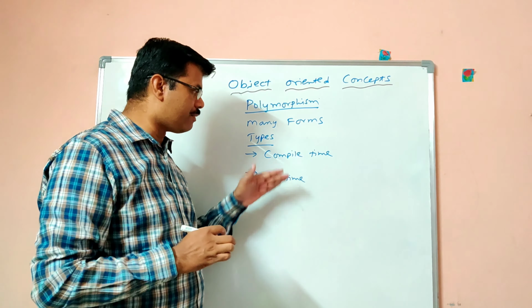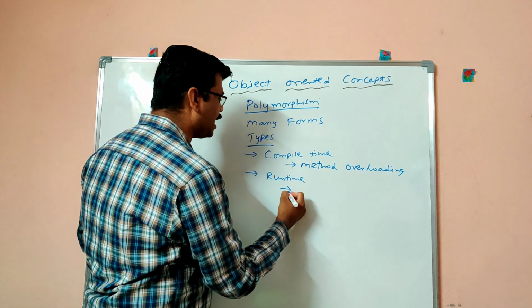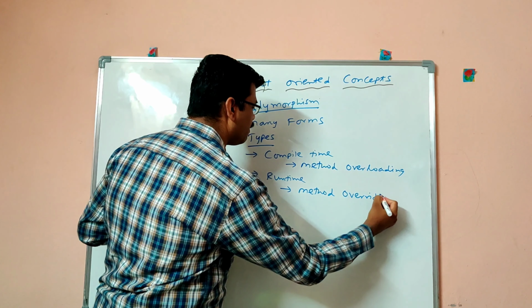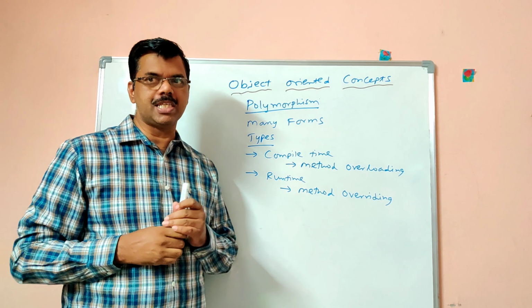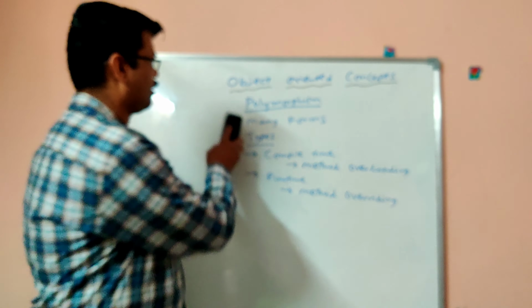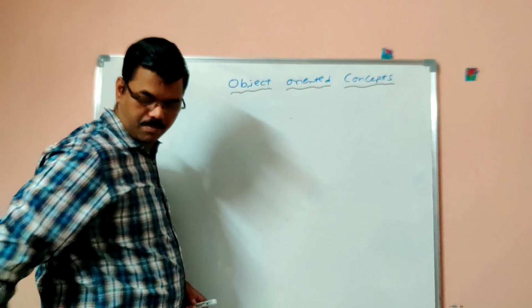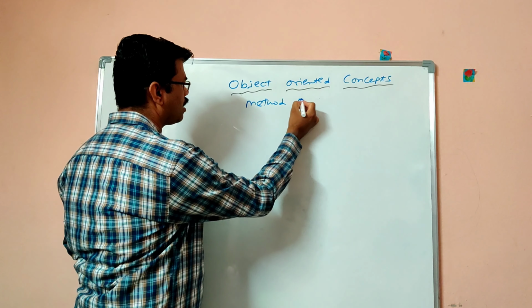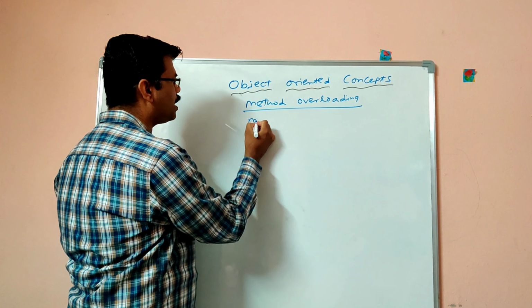And under compile time polymorphism we have method overloading. Under runtime we have method overriding. Very important, method overloading and method overriding. Let us see initially what this method overloading is. So in method overloading, method name is same.